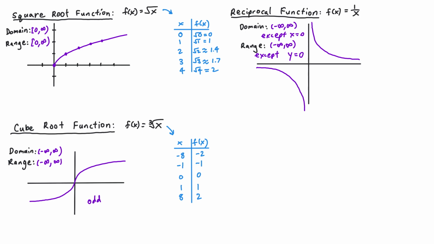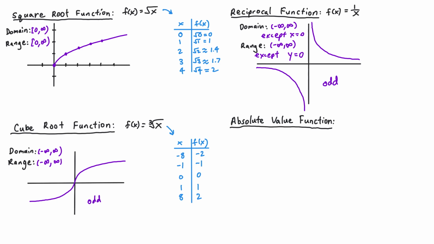One last thing to note is that this graph is symmetric with respect to the origin. Any point that we have, if we draw a straight line through the origin, we have a matching point on the other side. Because it has symmetry with respect to the origin, it is an odd function.